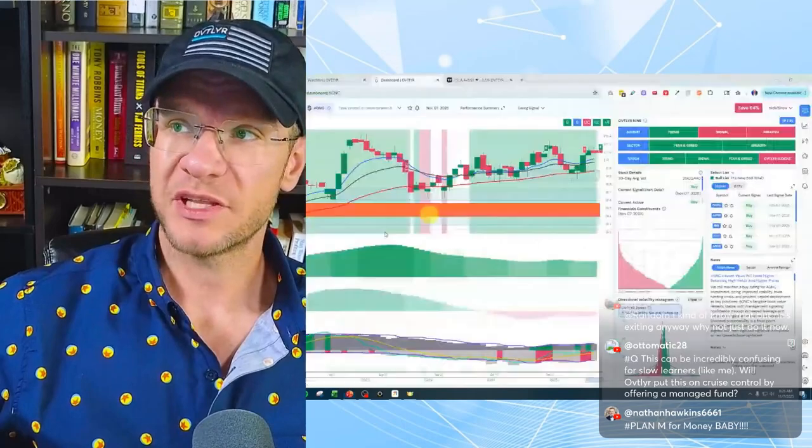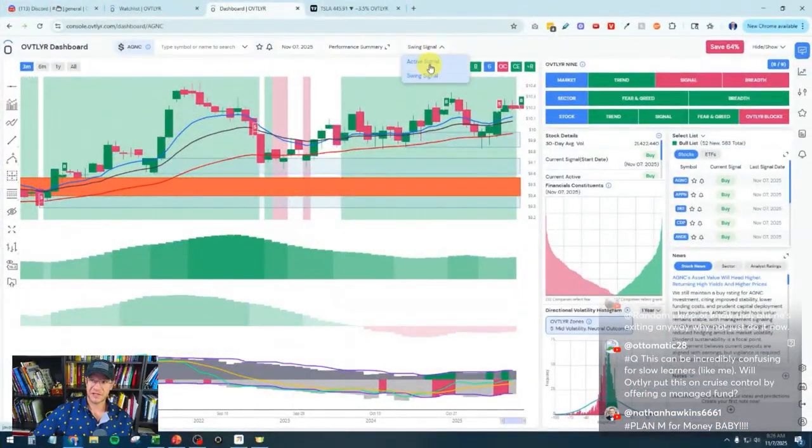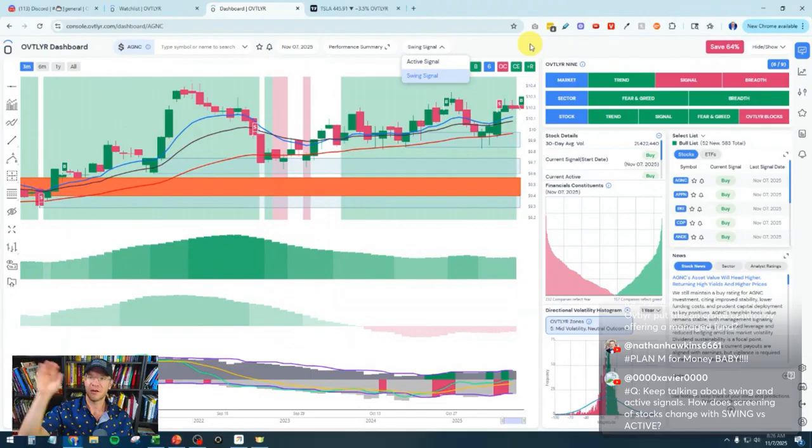Now, to switch between these two, it's really easy. You just come up here. You can switch from swing signal to active signal. When you do that, it changes everything in the entire platform. You can't do it in just one stock. It'll go in your market breadth. It'll go in your screener. It'll go everywhere.